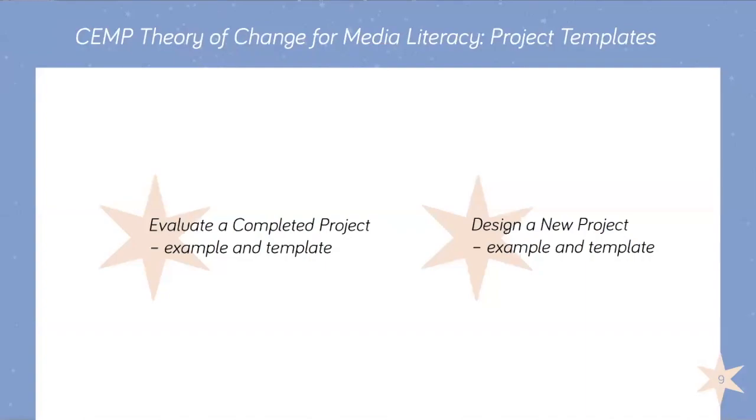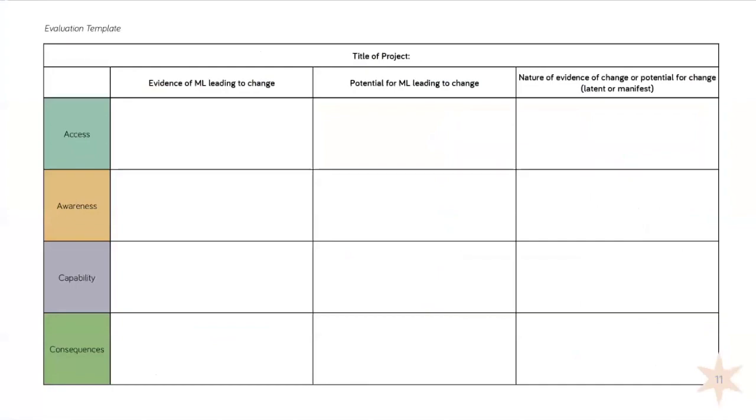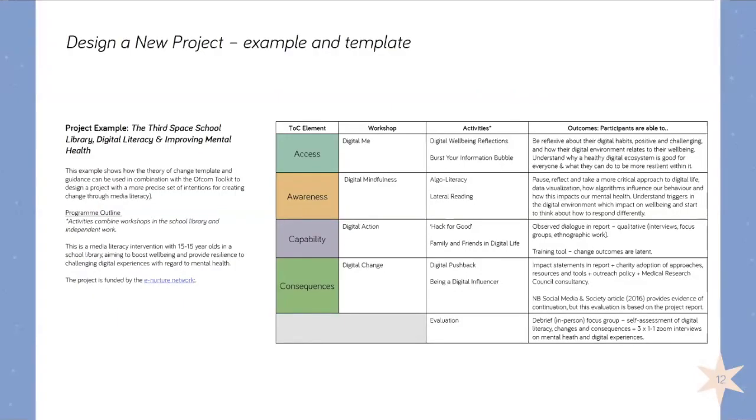Finally, in this section, you can find 2 examples of how to use this theory of change to evaluate and design different kinds of projects. Here you can find an example showing how the template can be used to evaluate a completed project, and the template to apply it to your own project. And here you can find an example of how to use this theory of change in combination with the Ofcom toolkit to design a project.